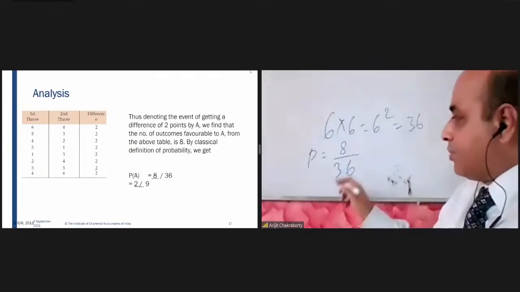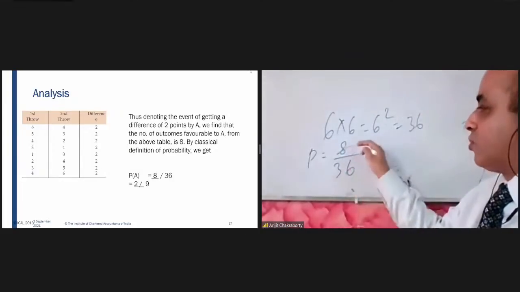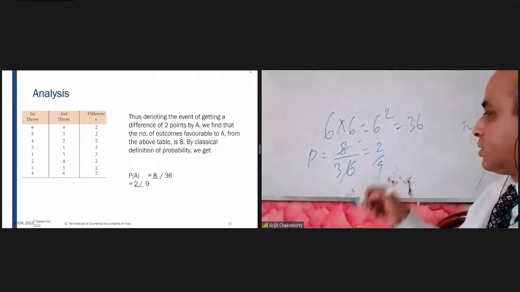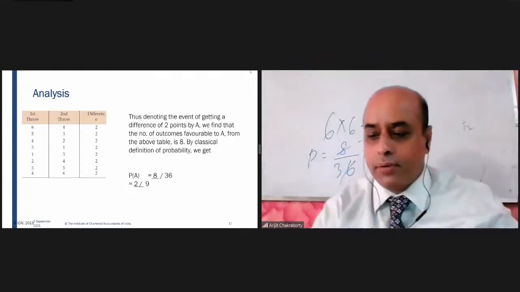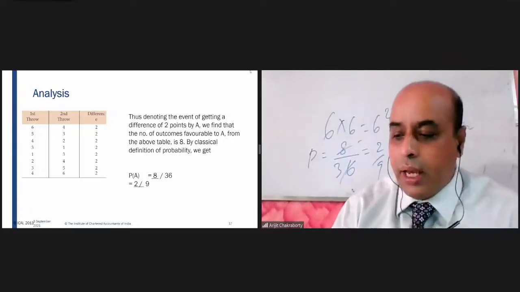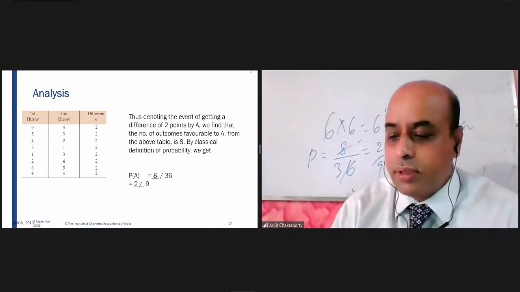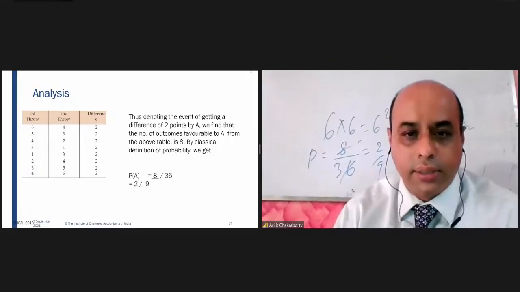So we are getting probability 8 by 36, which means 4 2s are 8 and 4 9s are 36. So you get 2 by 9. Okay. So this is a quite simple, very simple question. And this is how we calculate the difference between 2.